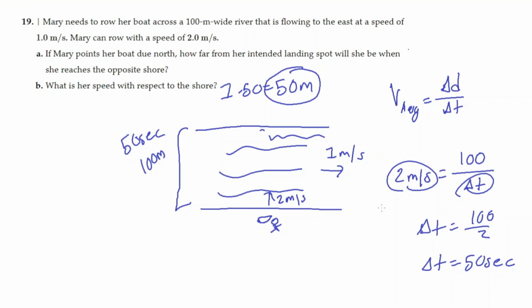So the answer will be 50 meters east. Alright, now let's look at B. So what is her speed with respect to the shore?